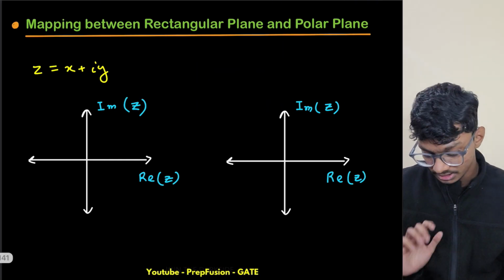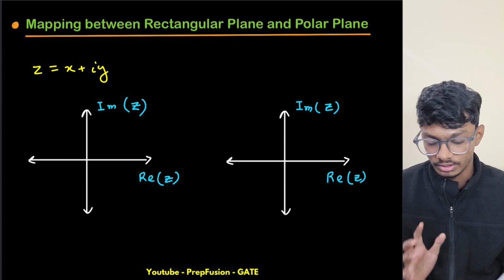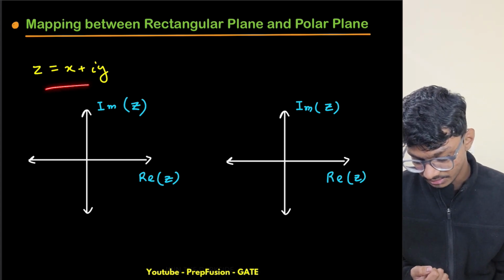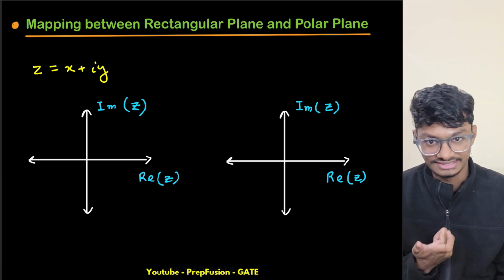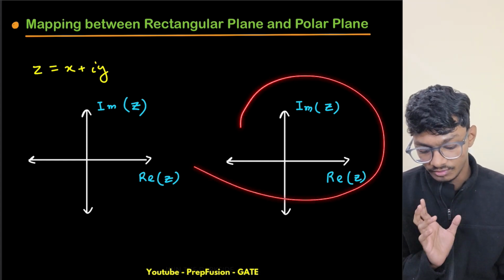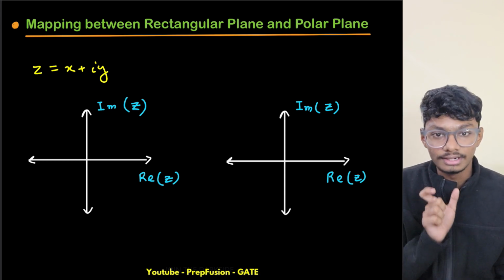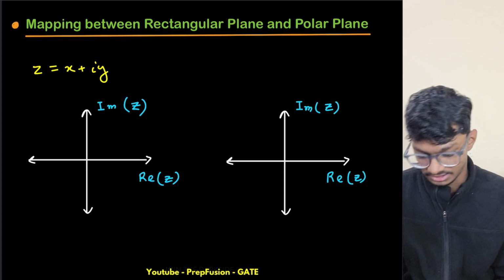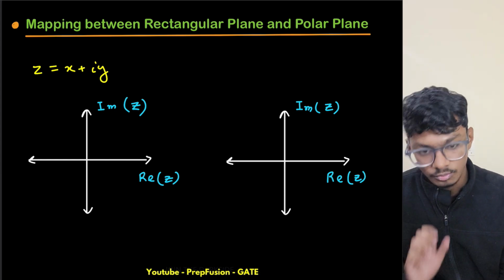Now let's map between a rectangular plane and a polar plane. I hope you know what a rectangular plane and a polar plane are. The rectangular plane is defined by 2 coordinates x and y, with x on the x-axis and y on the y-axis. We have been studying this since childhood. And the polar plane is defined by the distance from the origin and the angle from the positive x-axis. So this z we can write in the polar plane also.